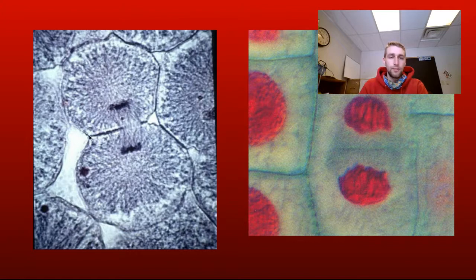So here's cytokinesis in animal cells. You can see the membrane starting to pinch in on both sides. And then here's cytokinesis in a plant cell. You can see this faint sort of cell plate forming between the two. When it grows all the way across, you'll have two plant cells there.